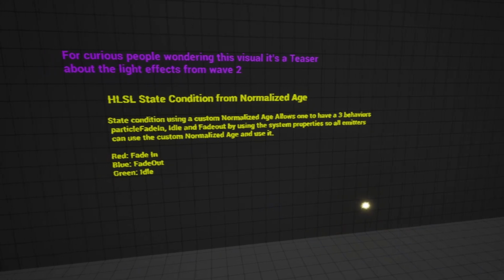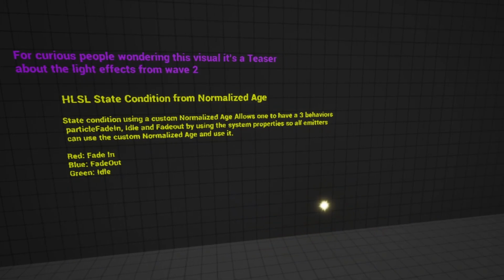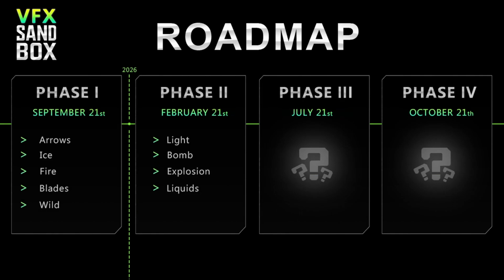Before we attack the last module, I've been exploring a stronger artistic identity and themes for the upcoming examples that are going to release in February. The categories are going to be light effects, bombs and explosions, and liquids. Some effects will propagate into the earlier examples from the sandbox: arrow, fire, ice, blade, wild.